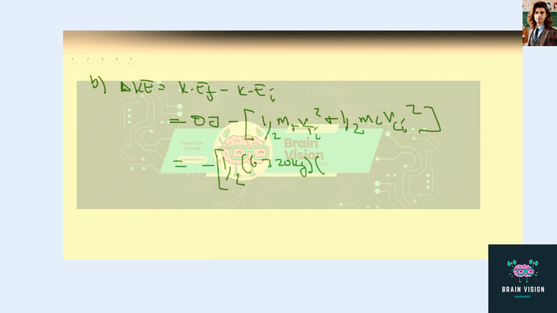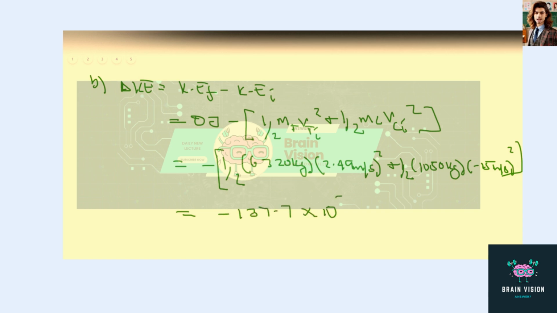Then the initial velocity of the truck. Remember, this is the velocity that's going to make them stop when they collide with each other. And then this is plus one half, the mass of the car is 1050 kilograms, and the initial velocity in that case was negative 15 meters per second, squared. When you simplify that, you get negative 137.7 times 10 to the 3 joules. That's the change in kinetic energy in the second case.